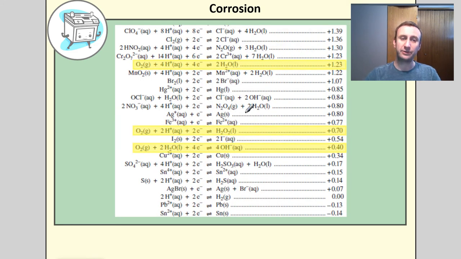If I take a look, these are the reactions that I'm mainly concerned with when I deal with corrosion, and it's oxygen reacting in a reduction half reaction. So this is oxygen and hydrogen ions, so an acidic environment. Here's another with oxygen and hydrogen ions to make hydrogen peroxide, H2O2. And then I have oxygen and just water to make 4OH minus. All of these reactions are responsible for the corrosion that takes place.